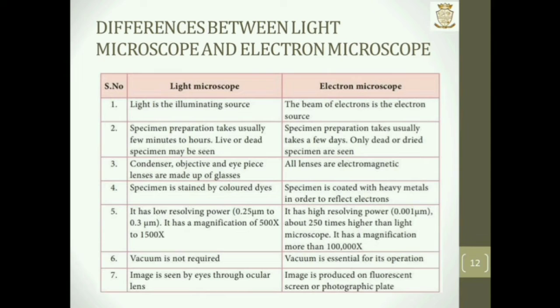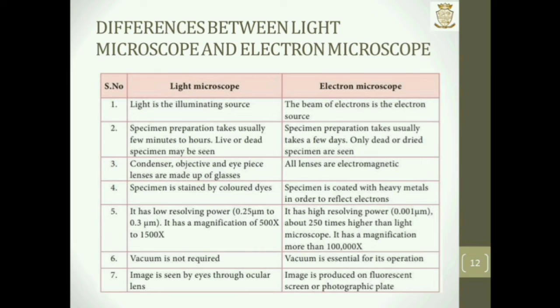In light microscope, condenser, objective and eyepiece lenses are made of glass. In electron microscope, all lenses are electromagnetic. In light microscope, the specimen is stained by colored dyes. In electron microscope, the specimen is coated with heavy metals in order to reflect electrons. Light microscope has low resolving power. It has a magnification of 500x to 1500x. In light microscope, vacuum is not required. In electron microscope, vacuum is essential for its operation.